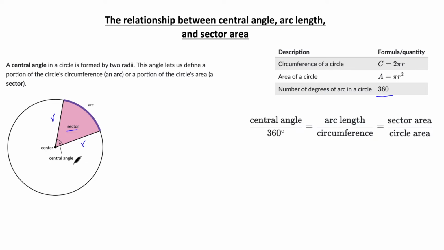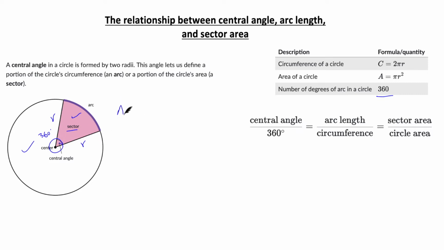Now the interesting thing to note over here is the number of degrees of arc in a circle is 360. This entire circle is basically what? It is 360 degrees. Since the circumference and area both describe the full 360-degree arc of the circle, we can set up proportional relationships between parts and the whole, like this. So from here, we basically have the area of sector formula and the arc length formula. Central angle over 360 equals arc length over the entire circumference equals sector area over the entire circle area.